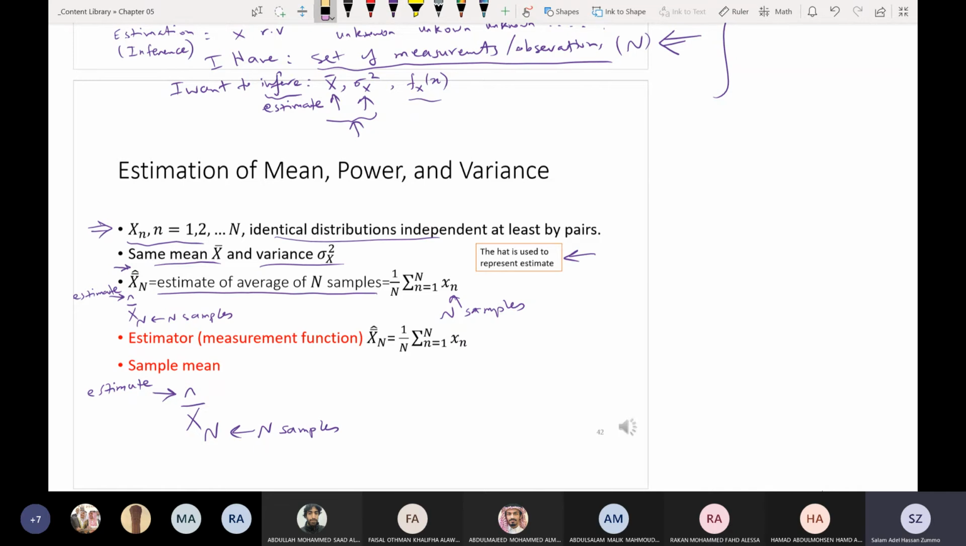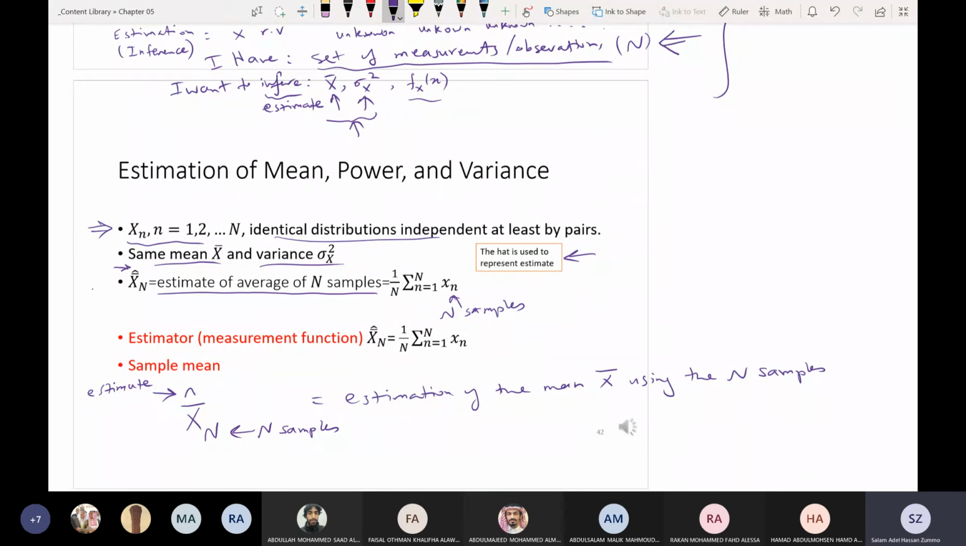So we are talking about here estimation of the mean x bar from n samples, using the n samples available. Is that clear, guys?